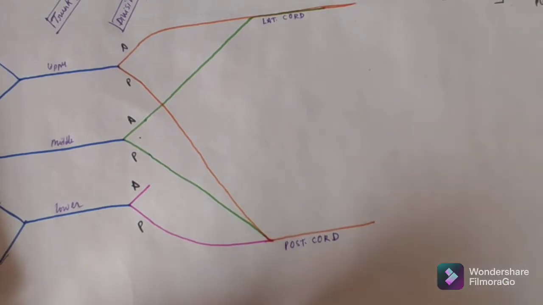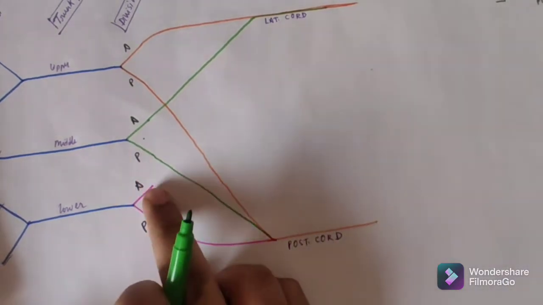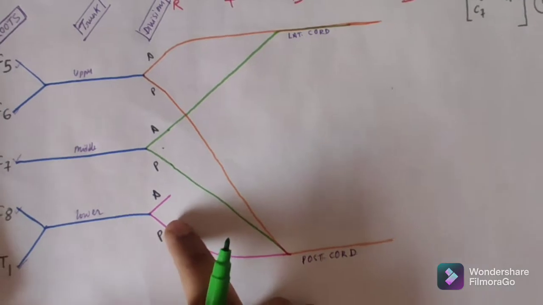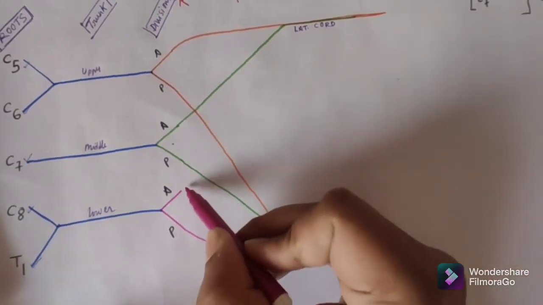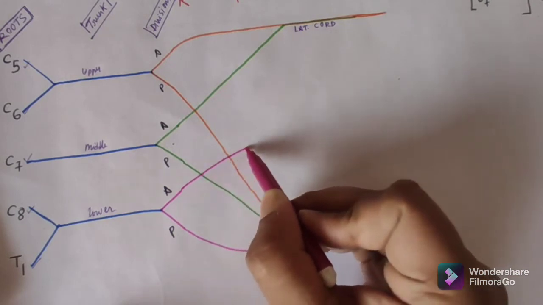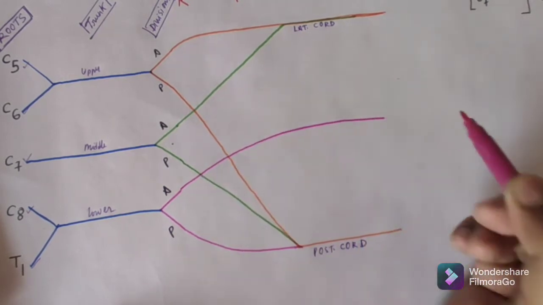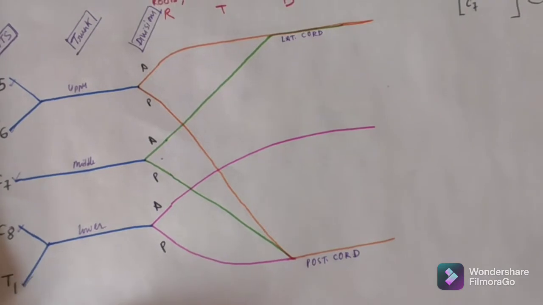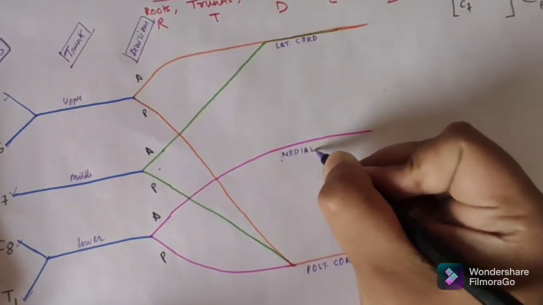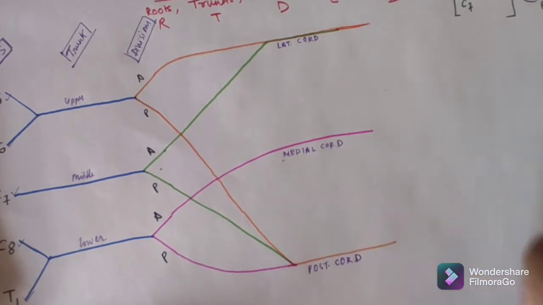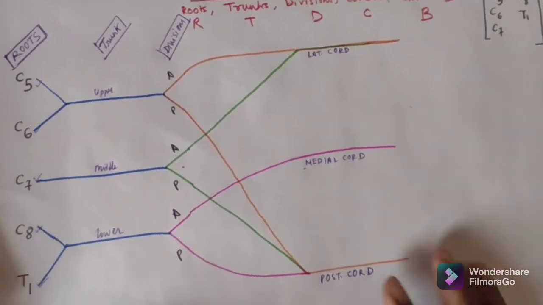Okay, now the anterior division of the lower trunk, this is going to form the medial cord of the brachial plexus. So this is going to form the medial cord of the brachial plexus.